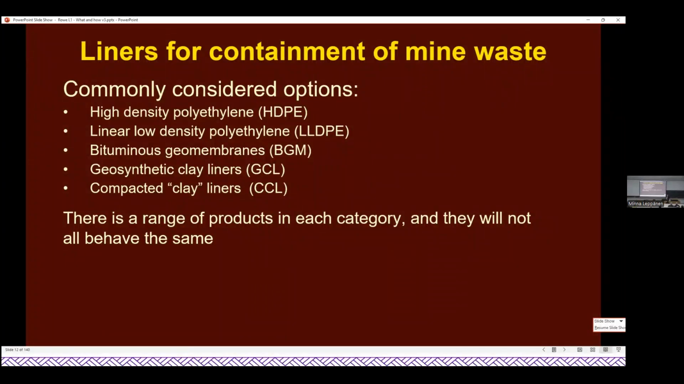So there's a range of products in each of these categories, and there is a great danger of thinking of black plastic as simply a single commodity, or thinking of a GCL as a single commodity. There are, as I will try and demonstrate to you, many variants, and they're not equal.